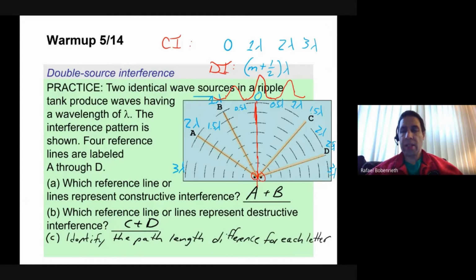Notice C and D are destructive interference because the path difference is, in C's case, 1.5 wavelengths between the left and the right, and in D's case, 2.5 wavelengths. And for part C, identify the path length difference for each letter. I've laid it all out for you. Notice it's symmetrical from either side. You have the central maximum, and on either side destructive interference, represented by half-wavelength path difference, and then constructive interference, represented by whole-wavelength path difference, et cetera.